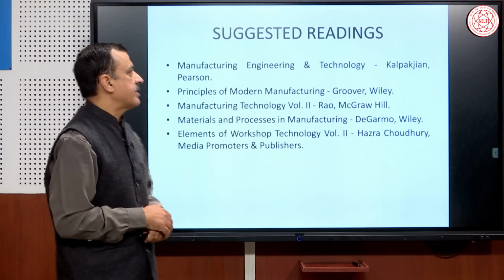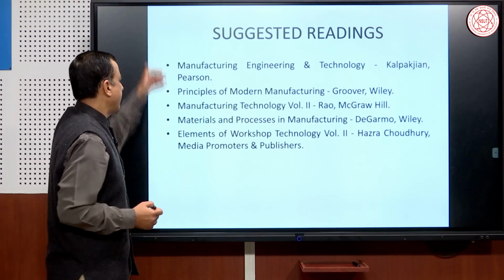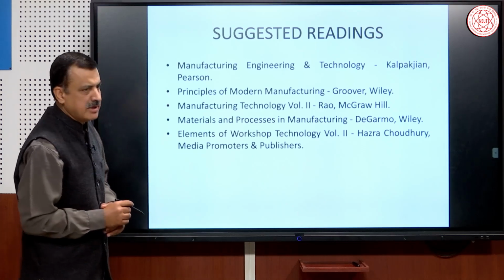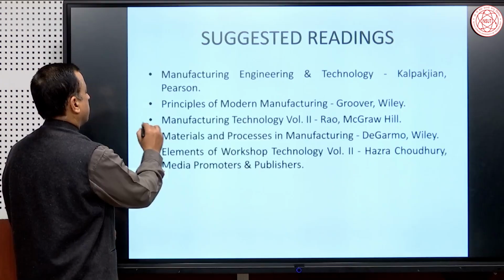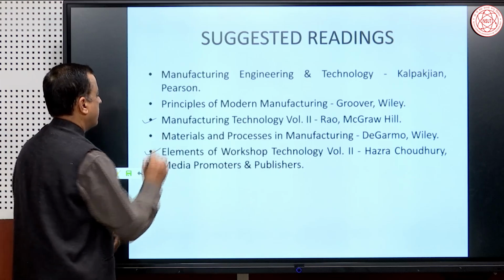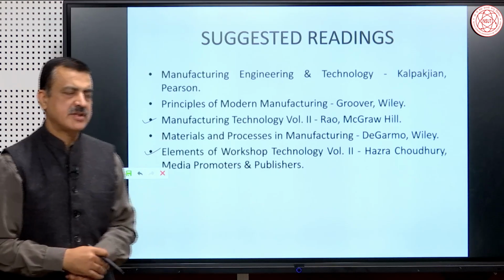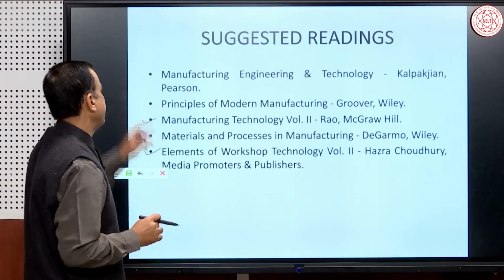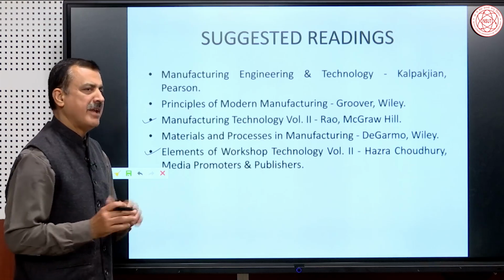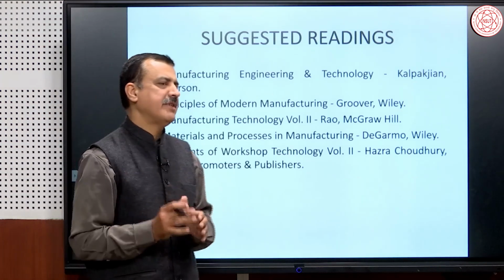These are suggested readings. So we have 5 books here. All of them are good and can be referred to. These 2 books are for manufacturing processes 2 only, whereas the remaining 3 cover manufacturing processes 1 and manufacturing processes 2.